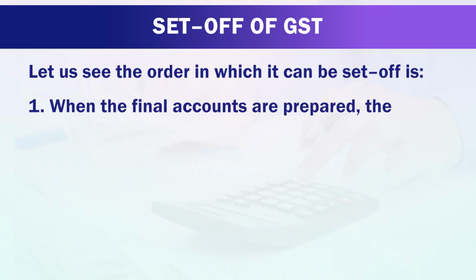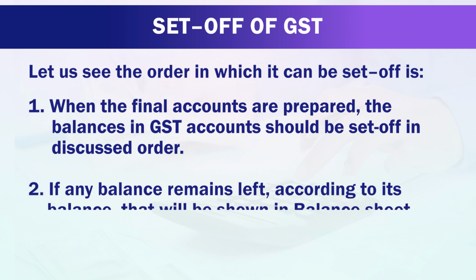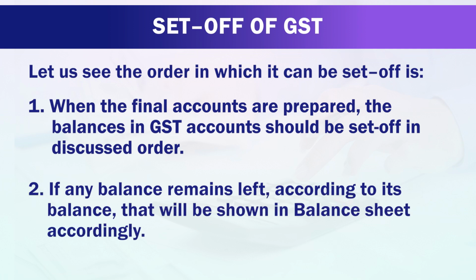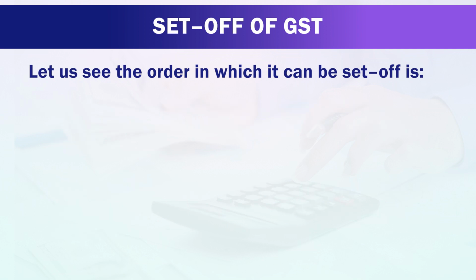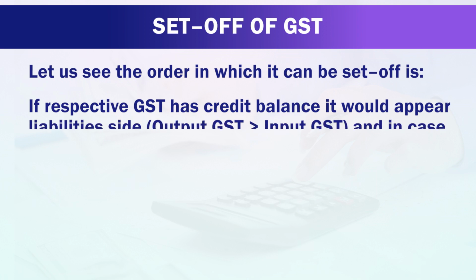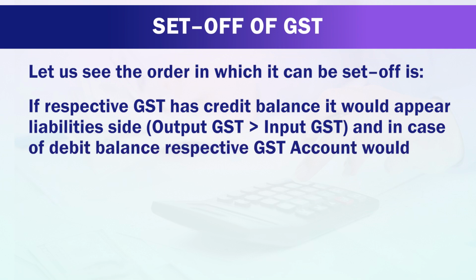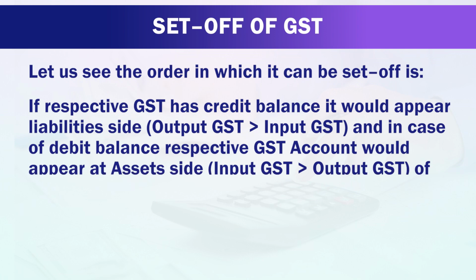Friends, whenever the point related to GST is included in the final accounts, please keep in mind two important points. Number one, when the final accounts are prepared, the balances in GST accounts should be set off in the discussed order. Number two, if any balance remains, according to its nature it will be shown in the balance sheet accordingly. If the respective GST has a credit balance, it would appear on the liability side. It means output GST is greater than input GST. And in case of a debit balance, the respective GST account would appear on the asset side. In brackets we have mentioned that input GST is greater than output GST.